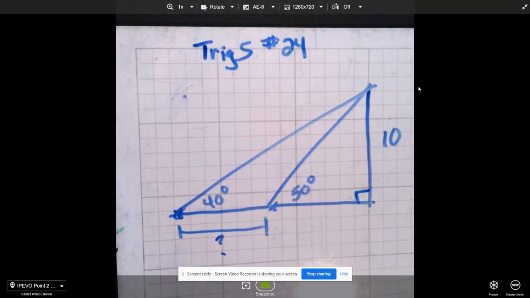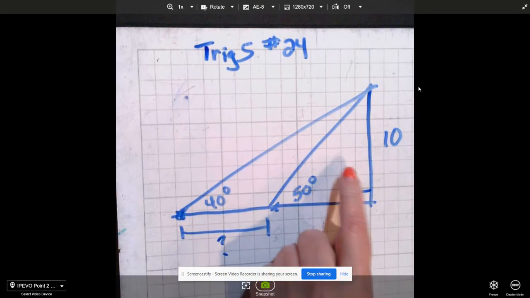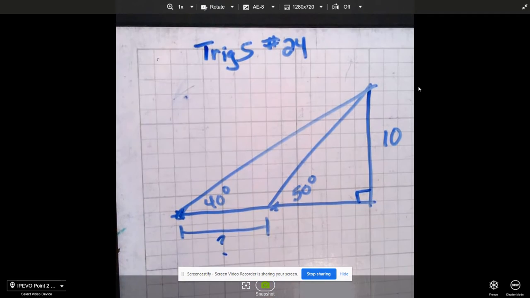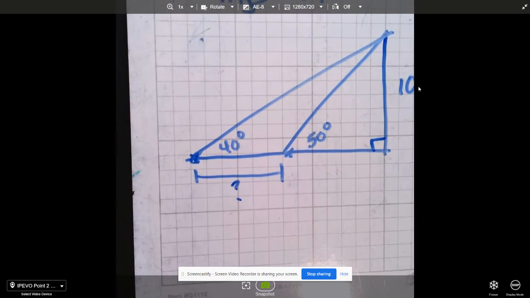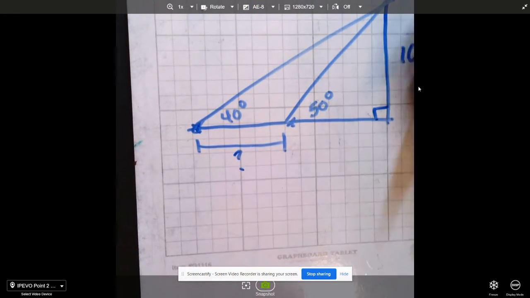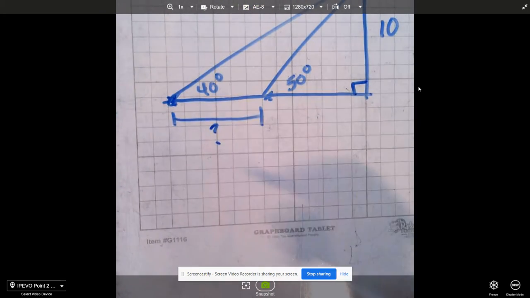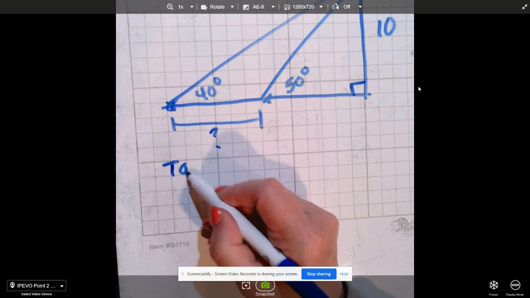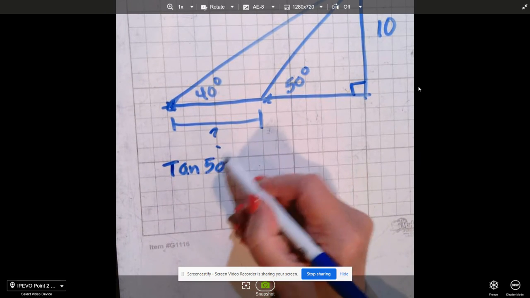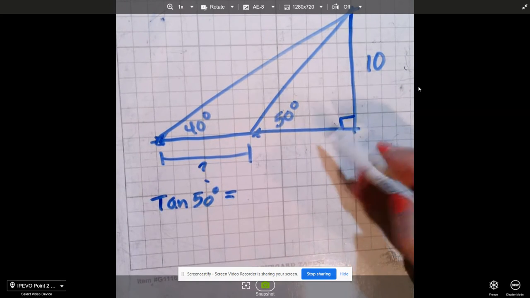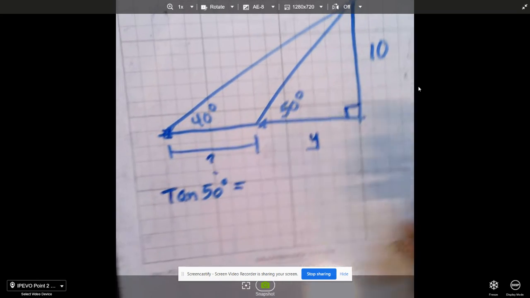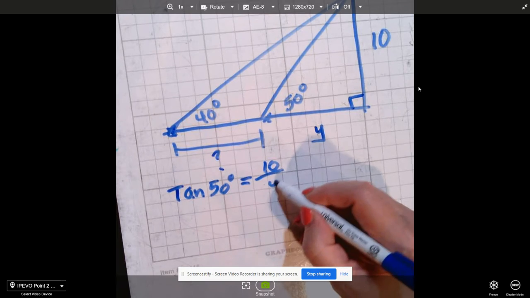So you see that I have two right triangles here. I have the little one and then this big 40-degree one. So I'm going to write a trig relationship for both. So the first one I'm going to have here will be the tangent of 50 degrees is my opposite over my adjacent. Well, I don't know what my adjacent is, so I'm just going to call it y. It'll be my opposite over my adjacent.